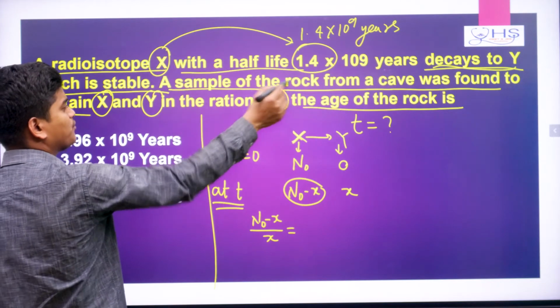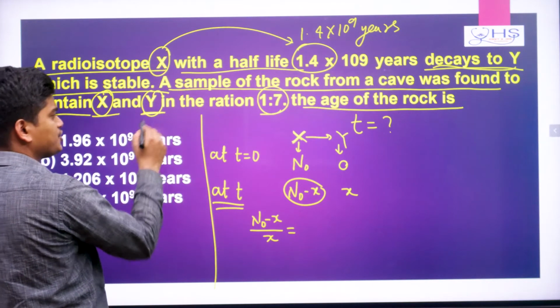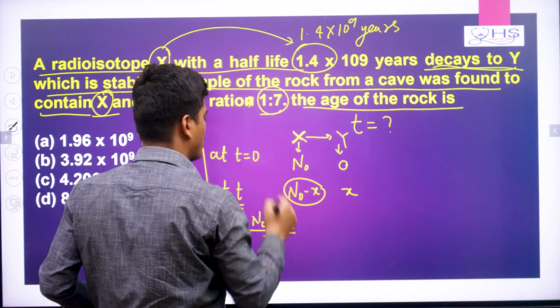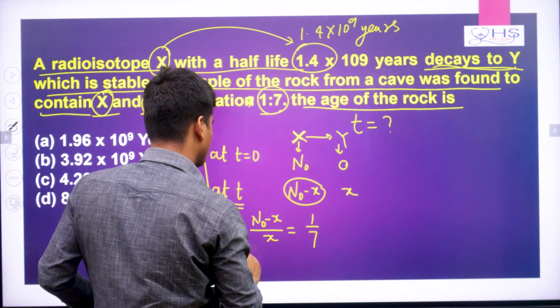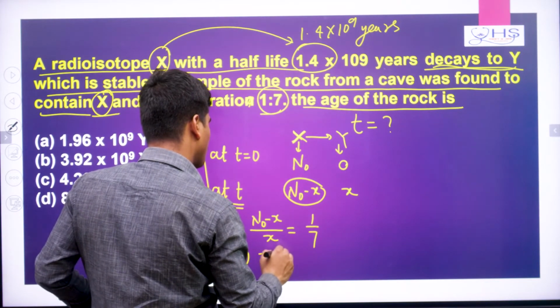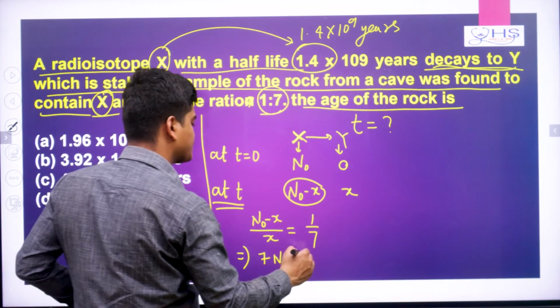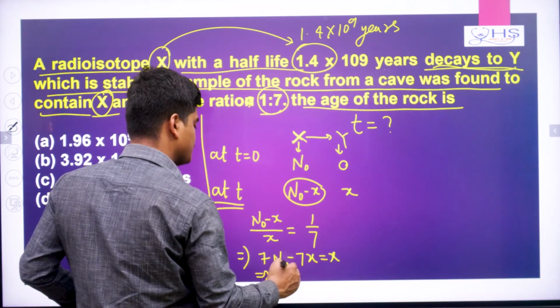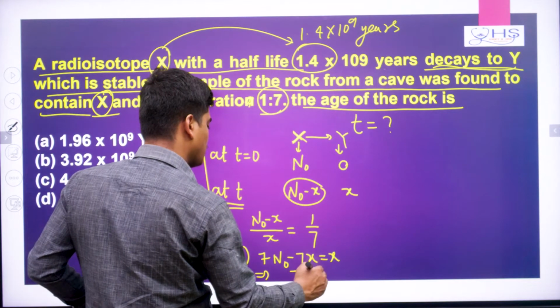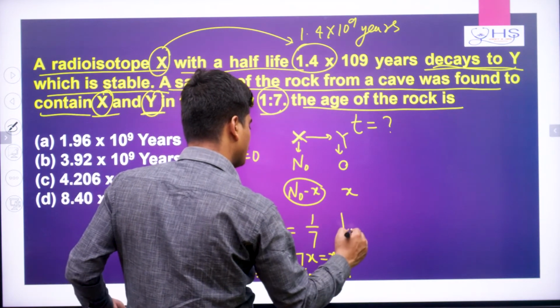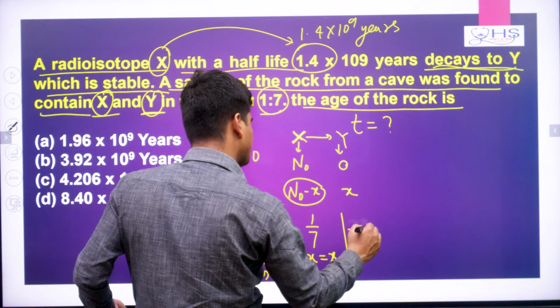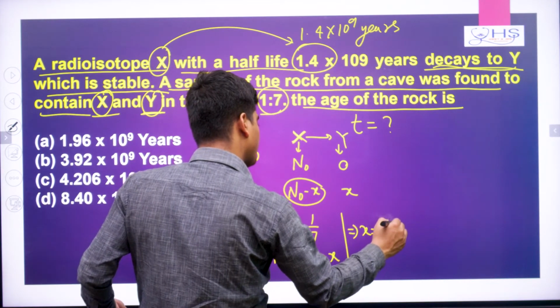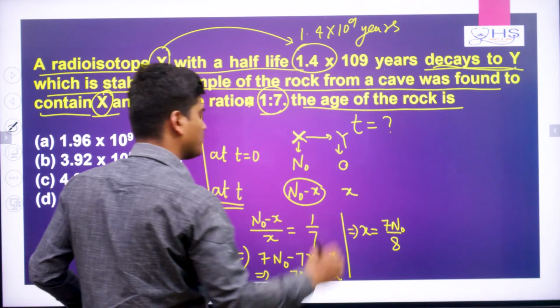They are telling a sample of the rock was found to have X and Y ratio, how much? 1/7. From here I can do cross multiplication. I can write 7x equal to n naught minus x, so here I can write 7 n naught equal to 8x. Now this implies x equal to nothing but 7 n naught by 8.